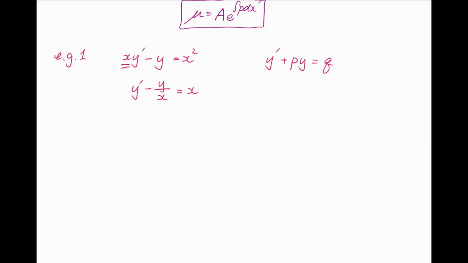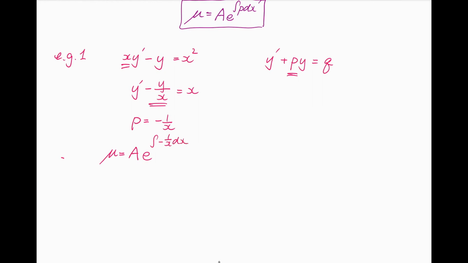So on the right hand side now I have x, and this is good because now I can extract this p out. So p is actually negative 1 over x then. Now the mu, essentially if you don't do the derivation again, I'm going to have mu equals a times e to the power integration of negative 1 over x dx.